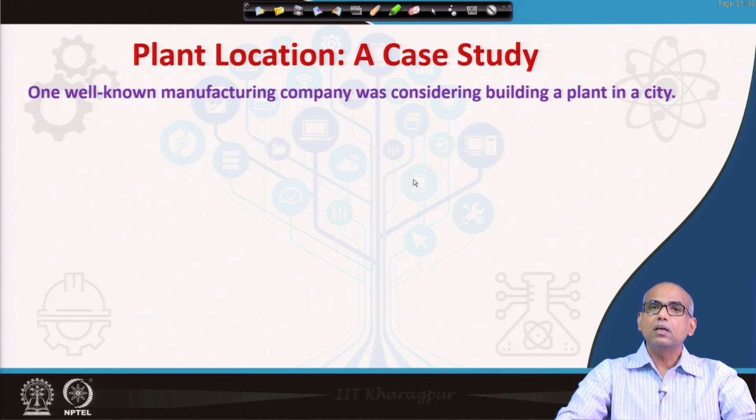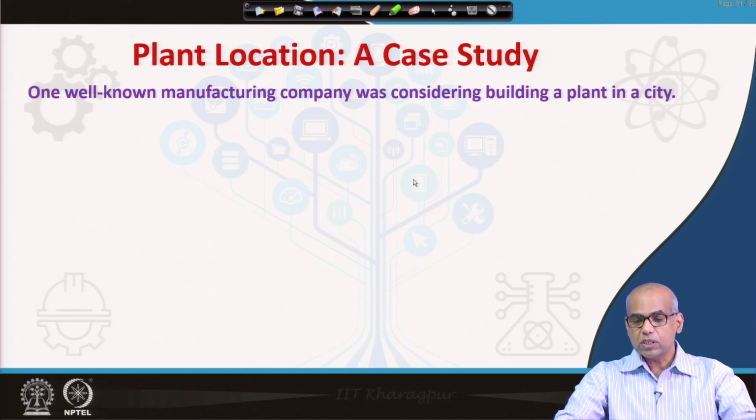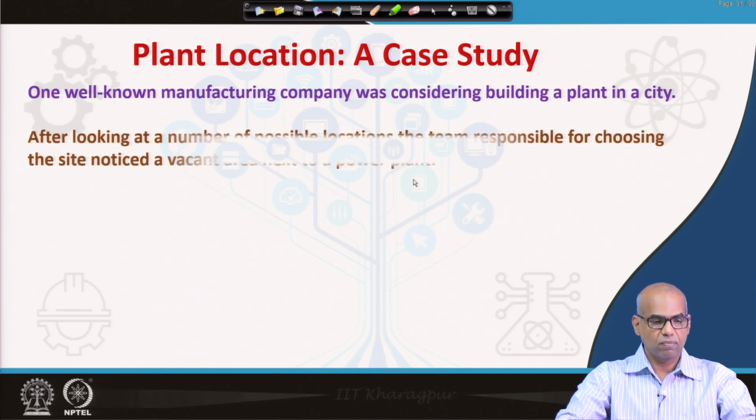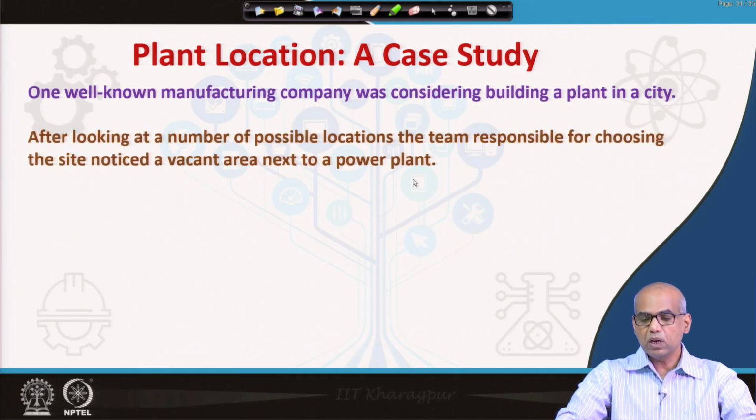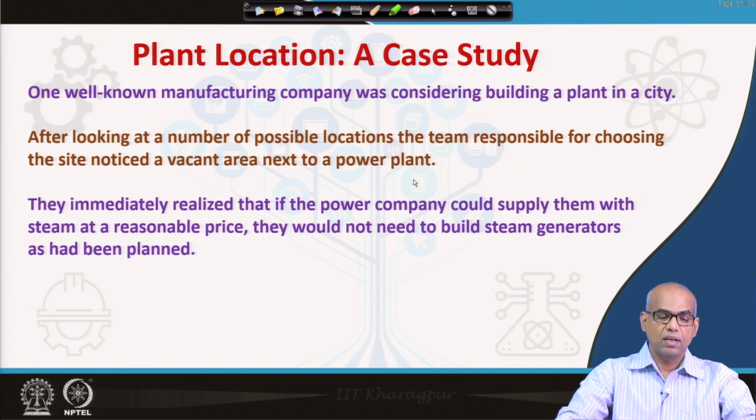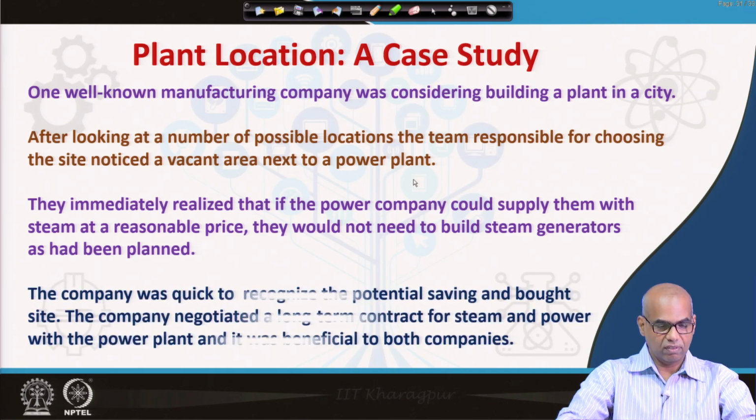Now, let us consider a case study. One well-known manufacturing company was considering building a plant in a city. After looking at a number of possible locations, the team responsible for choosing the site noticed a vacant area next to a power plant. They immediately realized that if the power company could supply them with steam at a reasonable price, they would not need to build steam generators as they had originally planned. The company was quick to recognize the potential saving and bought the site.